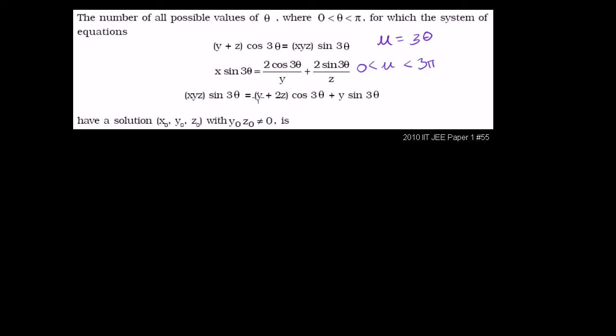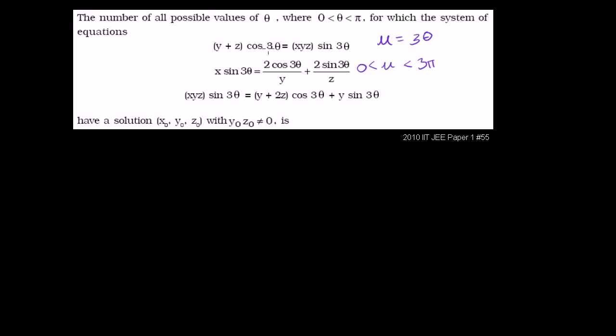And so this boils down to, let's find the number of u's between 0 and 3 pi, where y plus z cosine of u is equal to xyz sine of u, and so on and so forth. So with that, let's do that substitution. And also, I'm going to rearrange these so that they start to at least look a little familiar, and see if we can somehow start manipulating these equations and actually try to cancel out terms.